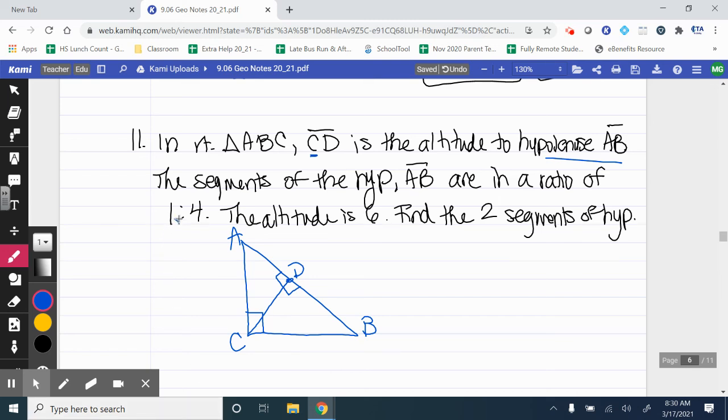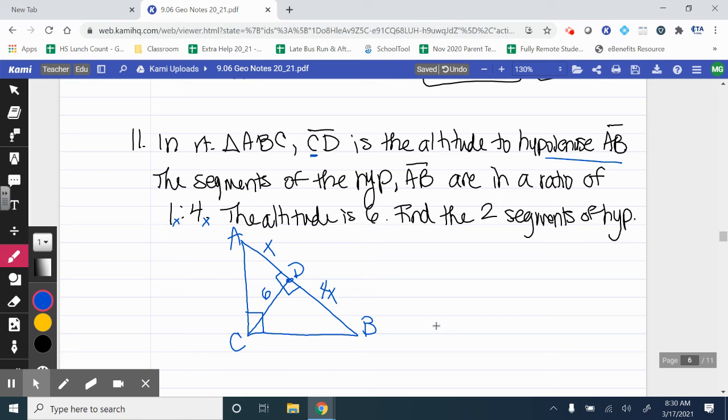The segments of the hypotenuse are in a ratio of 1 to 4. Remember, whenever you see these ratios, you're adding an x on. So we want to have one of them is going to be 1x, and the other is going to be 4x. The altitude, which is here, is 6. Find the 2 segments of the hypotenuse, so the x and the 4x.